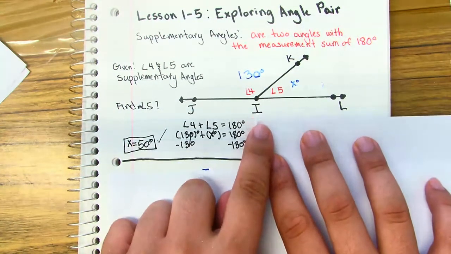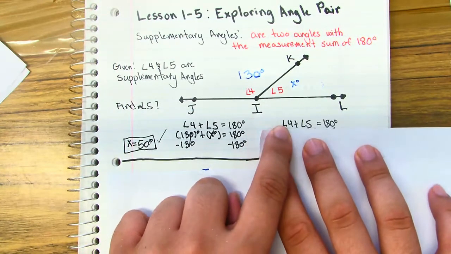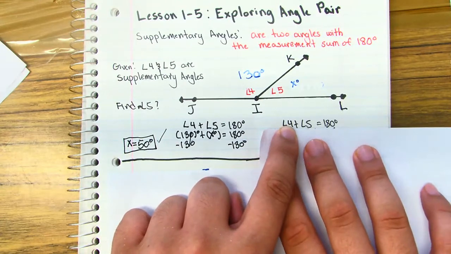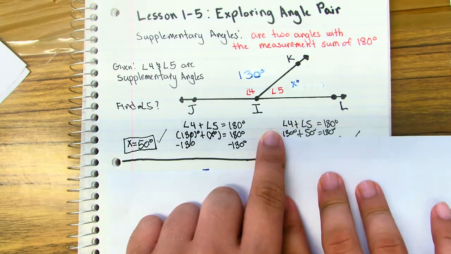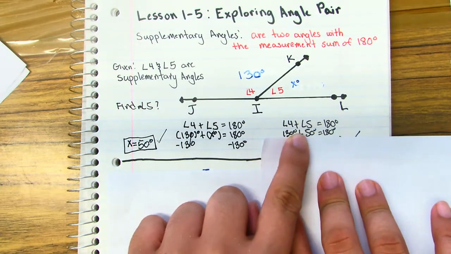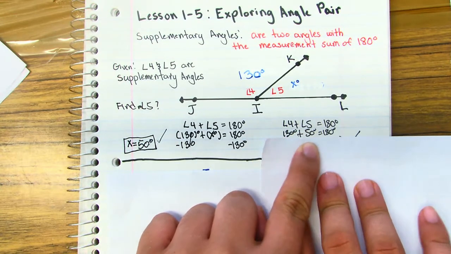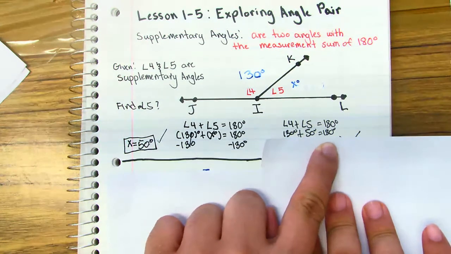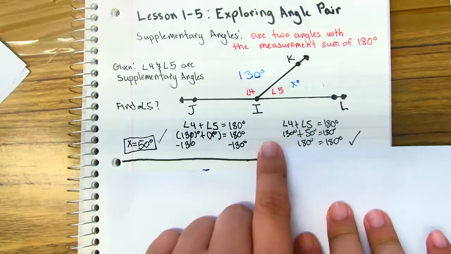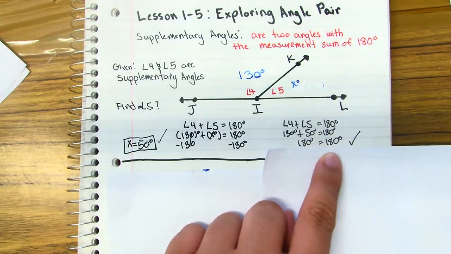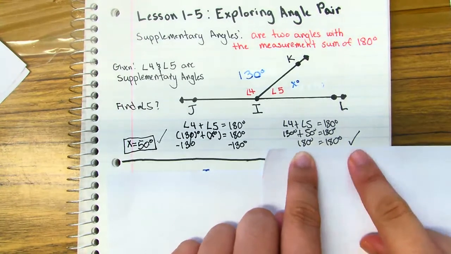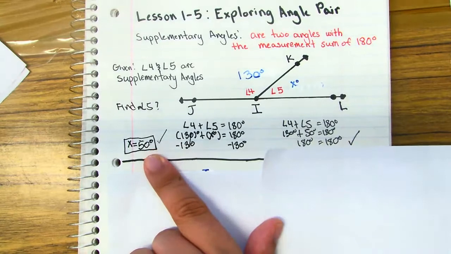Now we have to double check our work. Does x really equal 50? Once again, we're going to go back to our equation: angle 4 plus angle 5 equals 180. We substitute the value of angle 4, which is 130, and angle 5, which is 50. When we add these two together, it will equal 180, and it balances out with the equation. So we know that our answer, x equals 50 degrees, is correct.